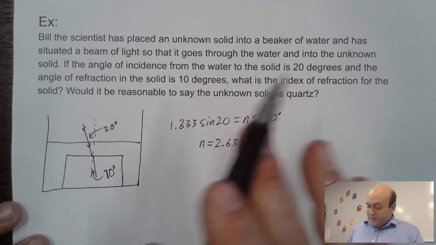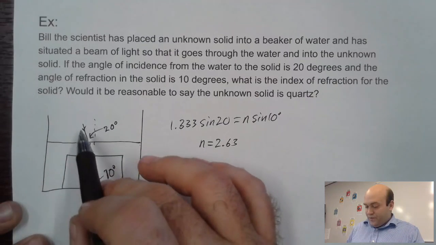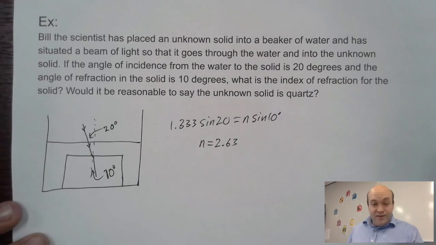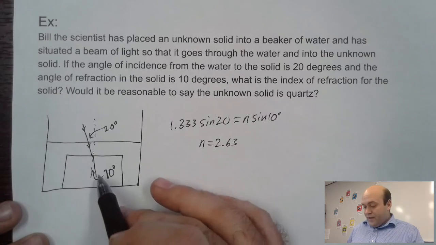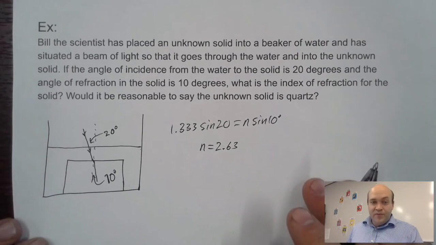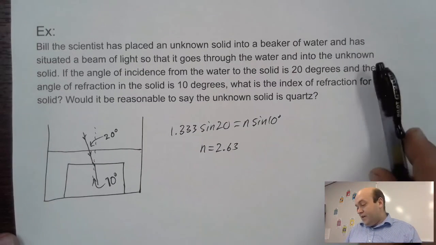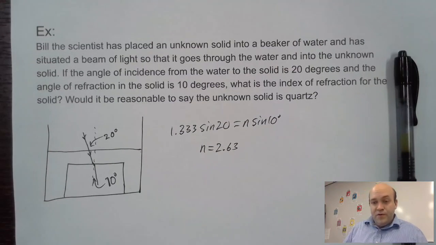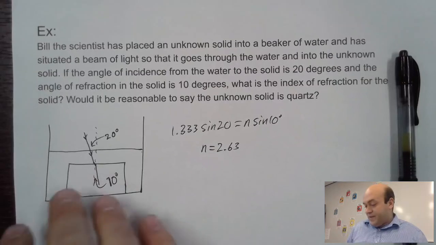But anyways, just remember that as your light ray comes in, if it slows down, it gets closer to the perpendicular. If it were to speed up, it would get farther away from the perpendicular. So that's a quick overview of reflection, refraction, Snell's law.